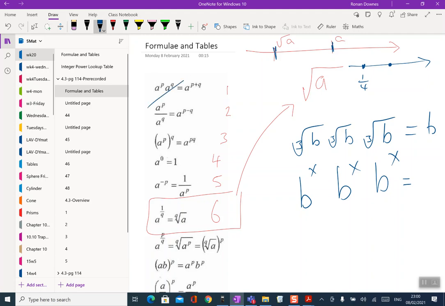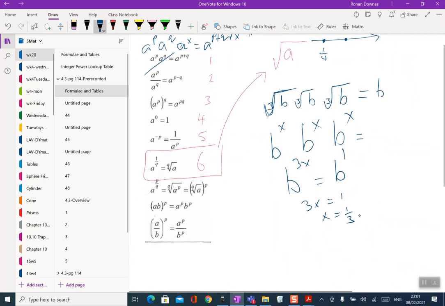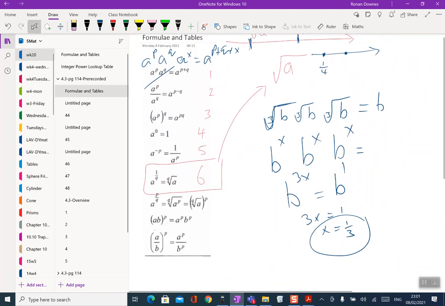This one, which could be written threefold: a to the p, a to the q, a to the x is equal to a to the p plus q plus x. Then b to the 3x is equal to b to the 1. 3x equals 1, x is a third. So there's no two ways about it. If you want cube root to be represented in exponents, then the fraction must be a third. It's the same for square root. So this is not just by choice, it's by necessity, because of logic.